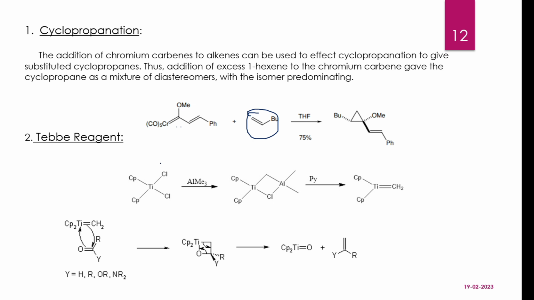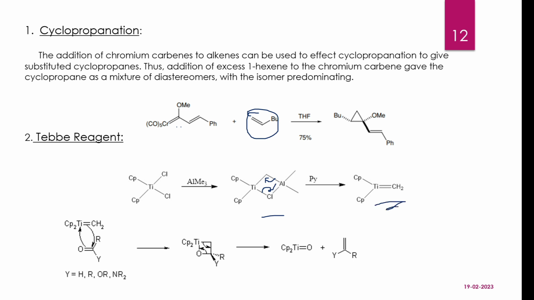Next is Tebbe reagent. So what is Tebbe reagent? When we add trimethylaluminum to a titanium complex, we get this. This is called Tebbe reagent. And when we add base, this will undergo a rearrangement. It will go here, this will go here, and give us this type of carbene system.